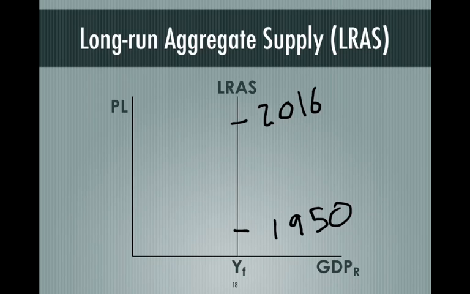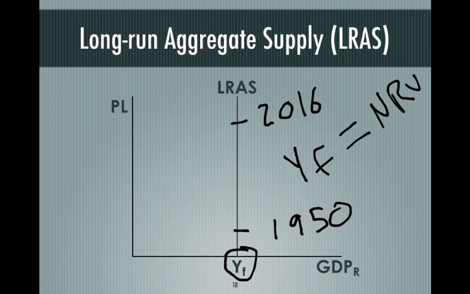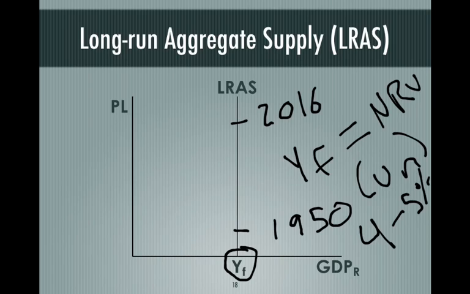Now, what we see though is, if this is where full employment is, YF, and we said before that YF is the same thing as the NRU, which we said we also might see as U subscript N, which is equal to 4 to 5%. All right, 4 to 5%. And so as long as we're at full employment, we're operating someplace on that line. Okay?